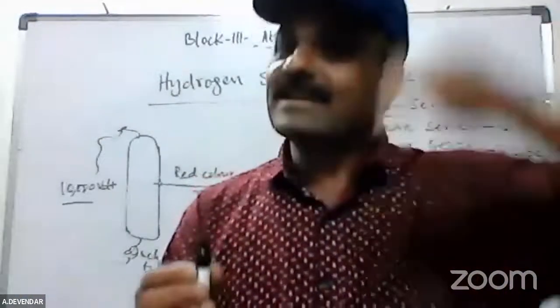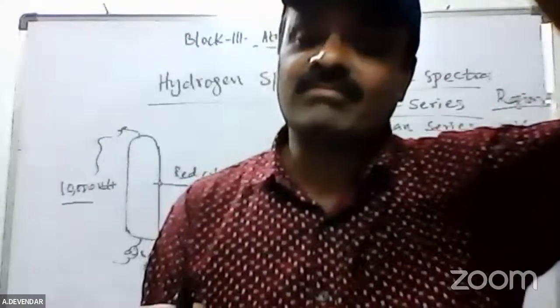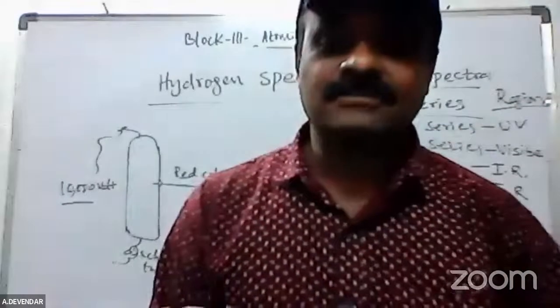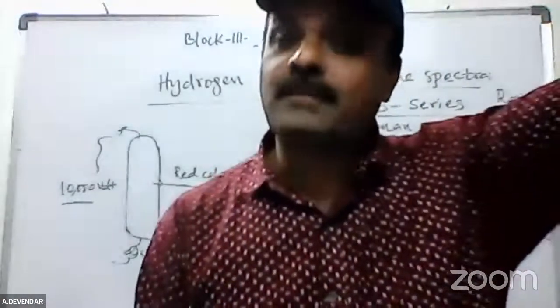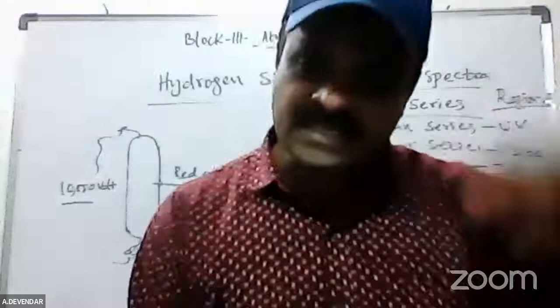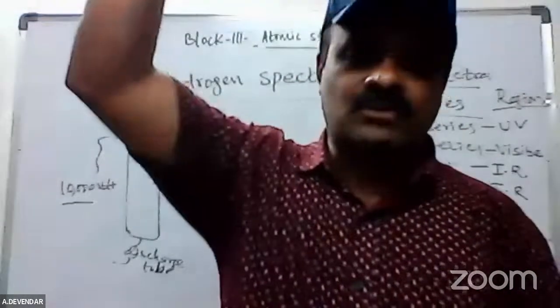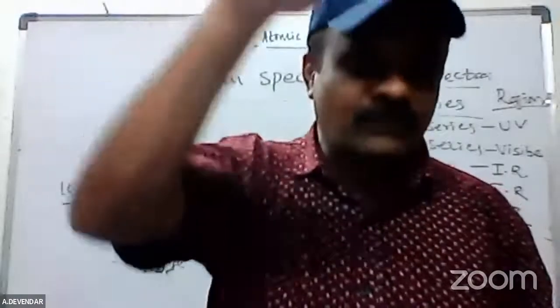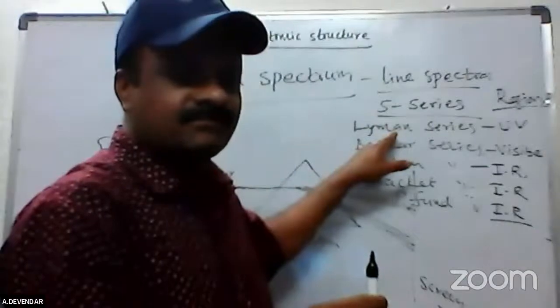So here the electron is jumped to the higher state. In that higher state, the electron is not stable. It loses its energy. How much energy it loses depends on where it jumped from. If the electron from any higher state loses energy and falls to the first orbit, that series is called the Lyman series.